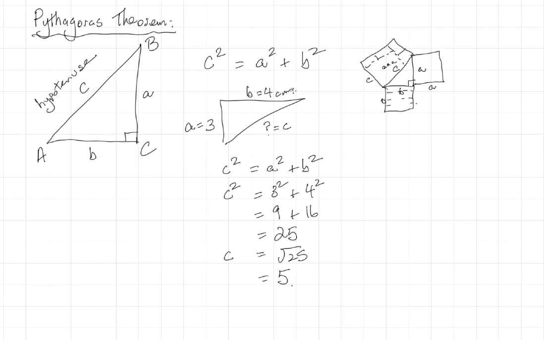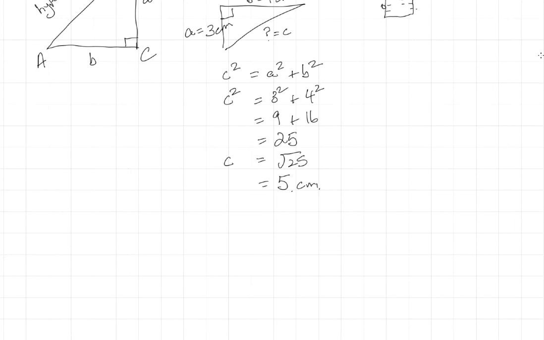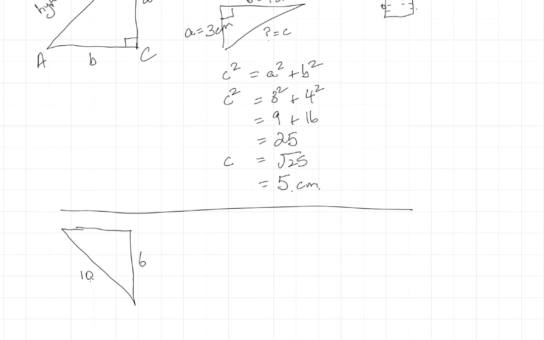So C is equal to 5 units. If these are centimetres, C would be equal to 5 centimetres. That's when we're trying to find the hypotenuse, or the longest side of the triangle. The hypotenuse is always the longest. Now say we've got the hypotenuse and one of the other sides, so we've got 6 and we've got 10. We're asked to find the other side, and we're told this is a right angle. Once again, we can name this C, this A, and this B.